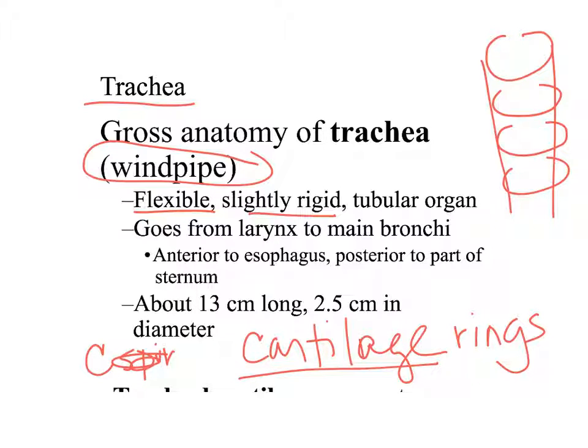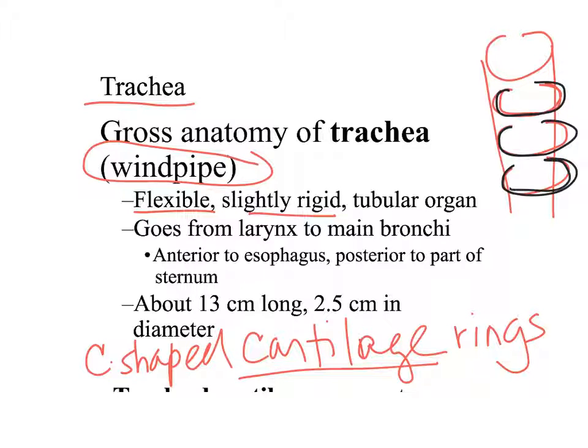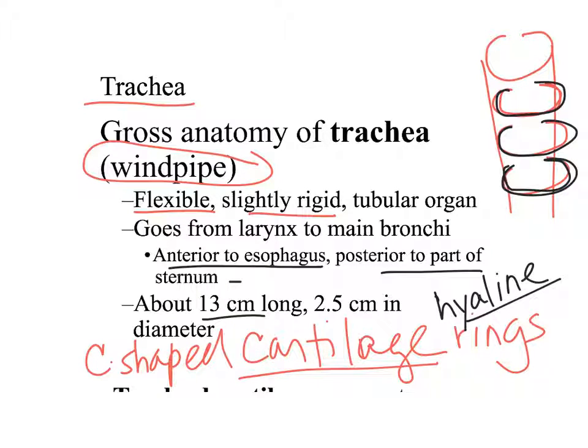They're C-shaped, meaning shaped like C's, so like this. They don't close in the back. These cartilage rings are made out of hyaline cartilage, and you might remember that from Bio 103. The trachea is anterior to the esophagus and posterior to the sternum, about 13 centimeters long. Now, here are the rings.